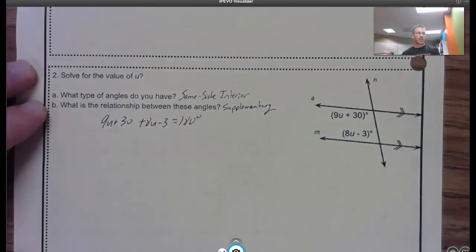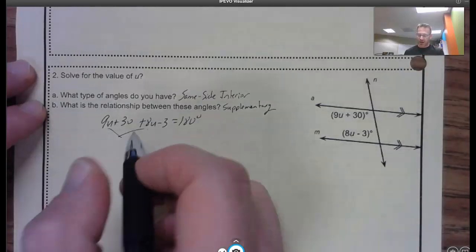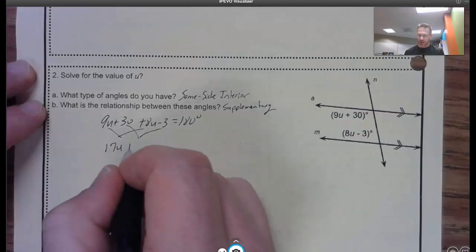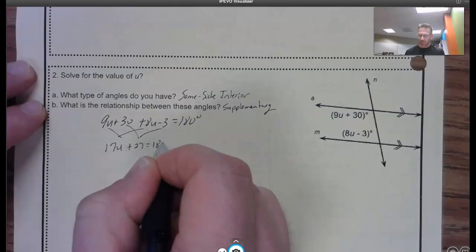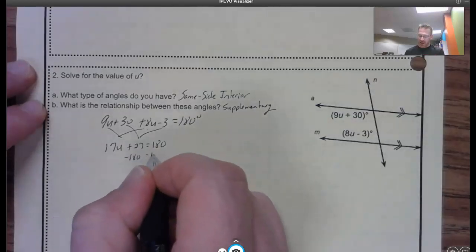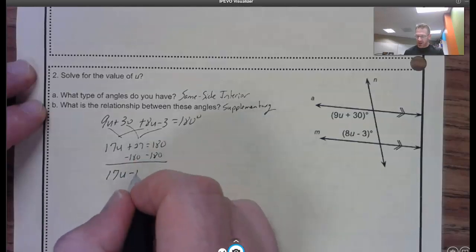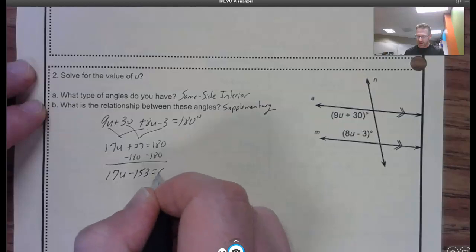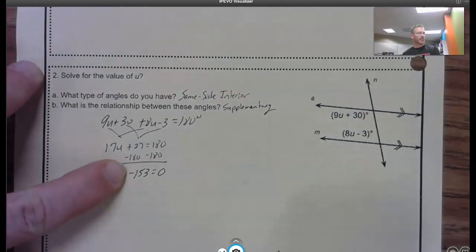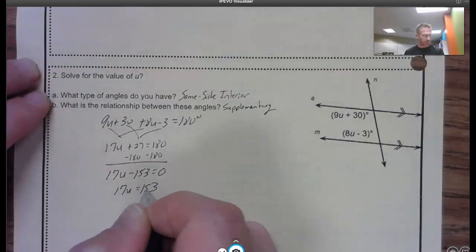Now we just go through our solving process. So let's start by combining like terms. 8u and 9u gives me 17u. 30 minus 3 is 27, and that's equal to 180. So subtract 180 to get this equal to 0. So 17u minus 153 is equal to 0. 153 minus 153 is equal to 0. So 17u is equal to 153.